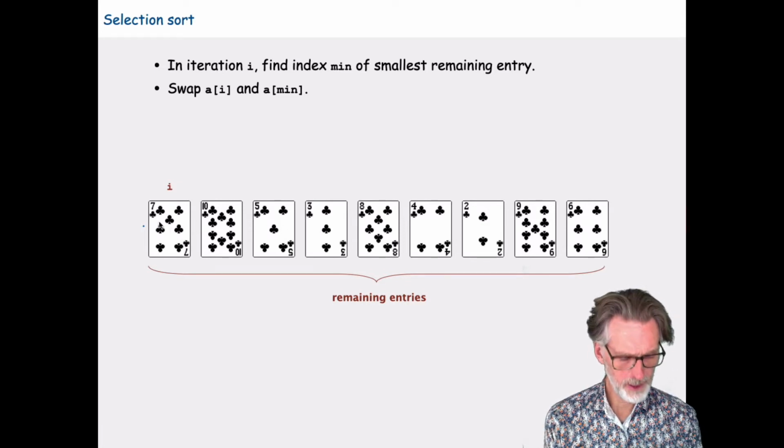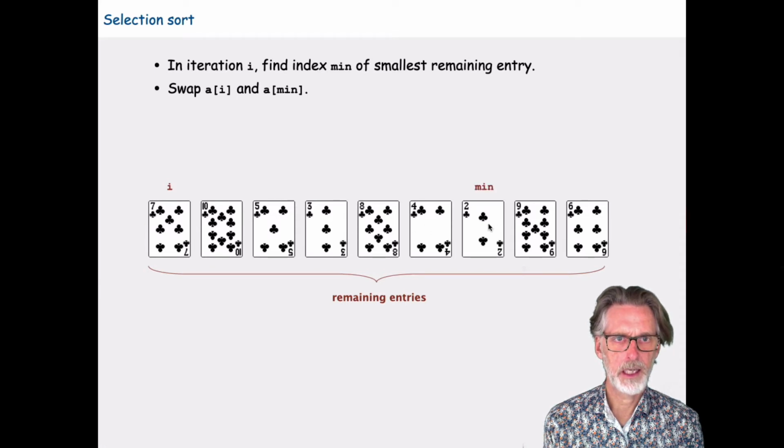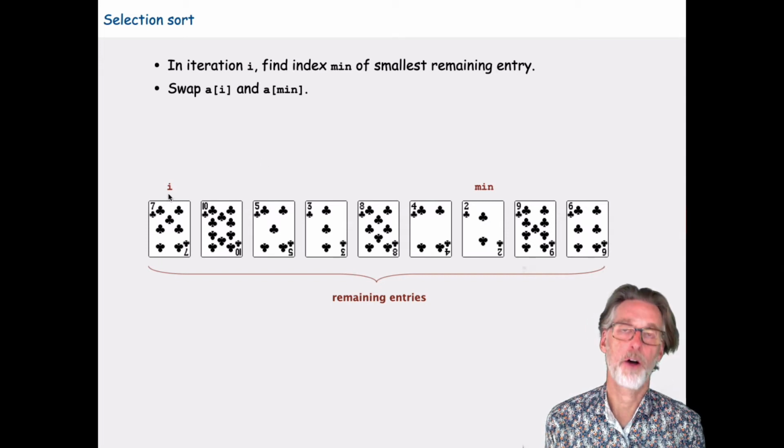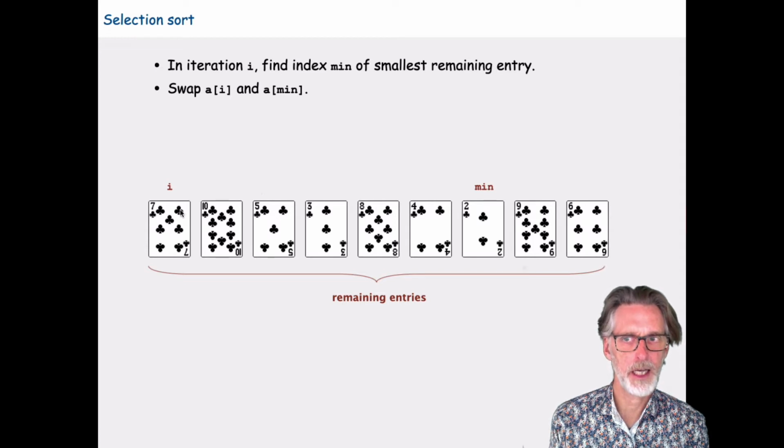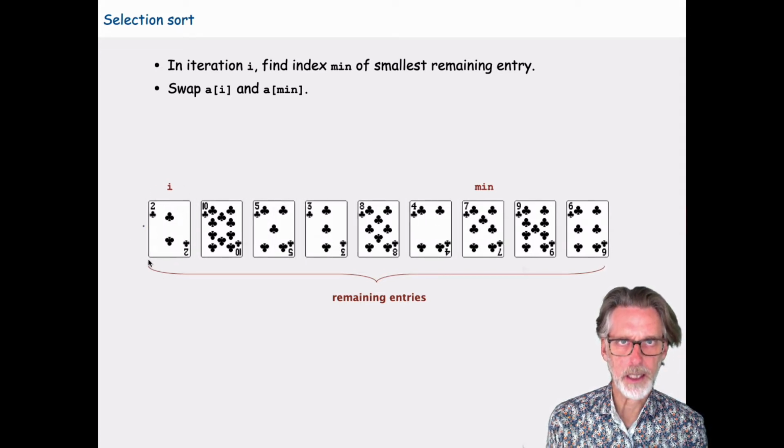Well, we find the minimum element, that's 2 in this case, and we're going to swap it with I. That's the number of things I've already sorted. So at the beginning, I is 0 because I haven't sorted anything. And we're now going to swap min and I. And now I've got one thing that's sorted. It's in its final place.